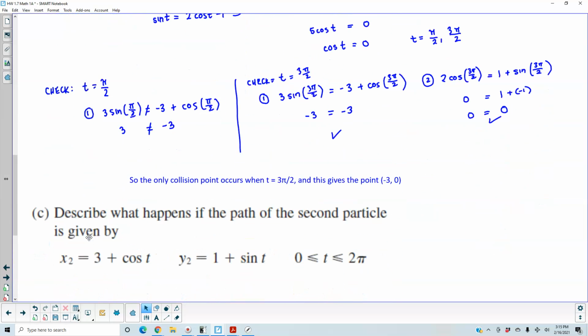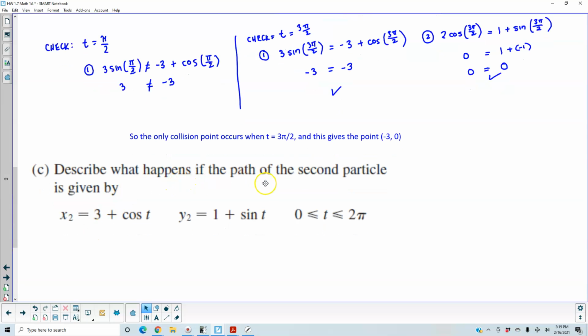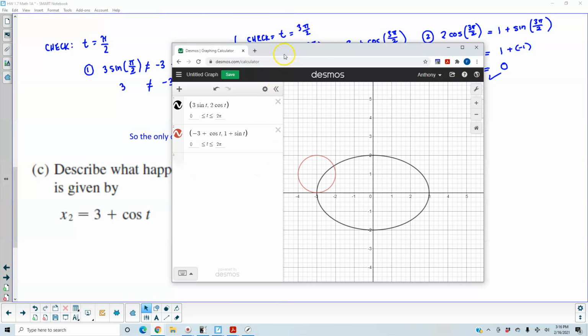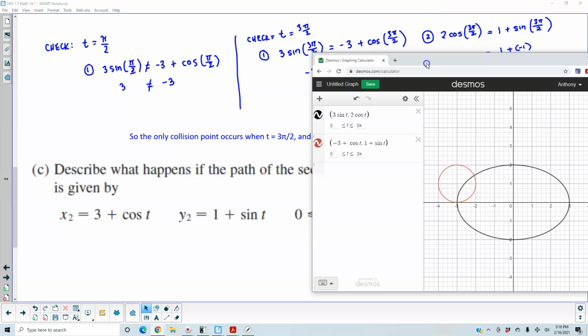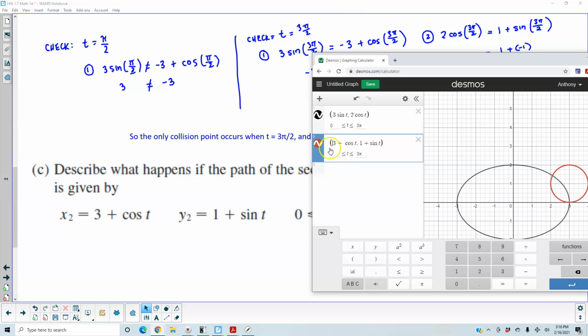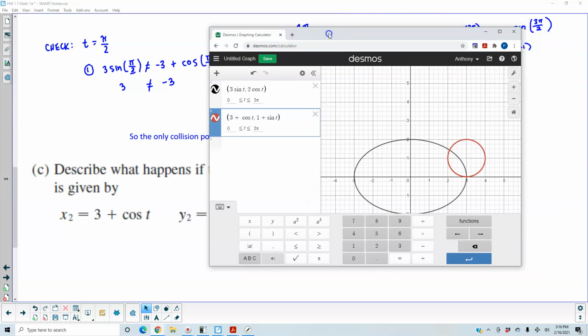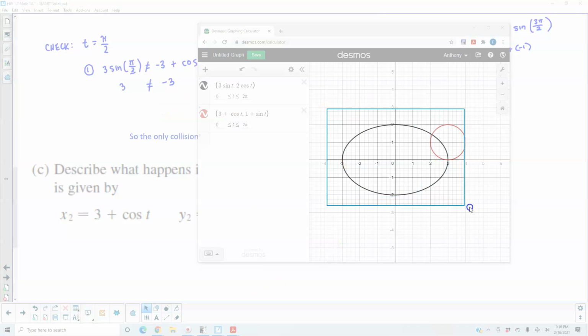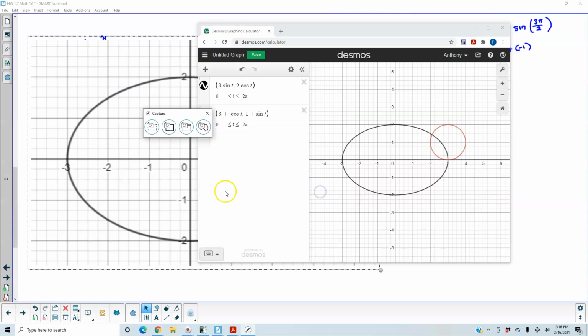So now let's check and look at C. It says, describe what happens if the path of the second particle is given by the following. So here we have new equations. So let's go ahead and go into Desmos. And so the second one now is going to change to plus 3. So it's 3 plus the cosine of t, and then 1 plus the sine of t. So when we look here, we should see that it intersects at 2 points so far from what the graph is telling us.